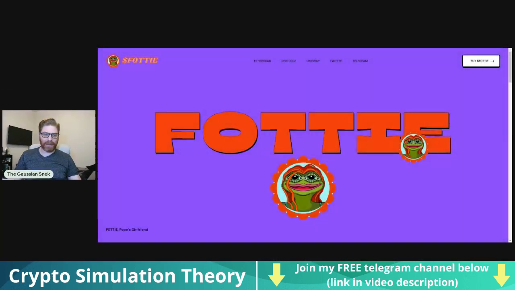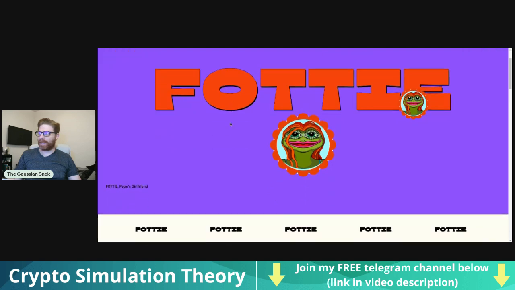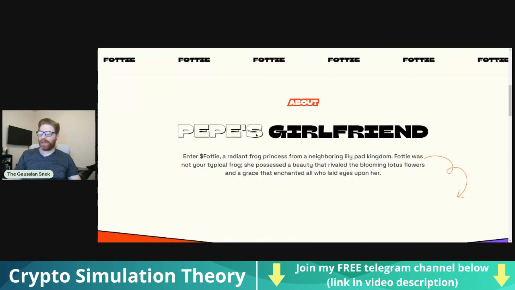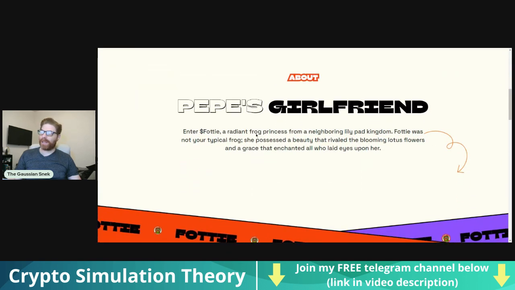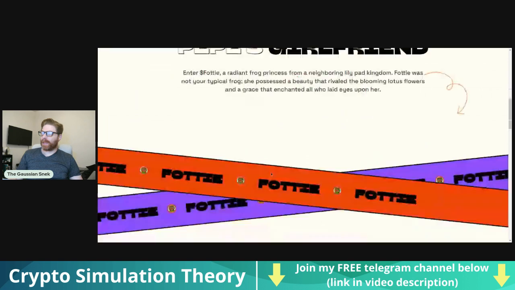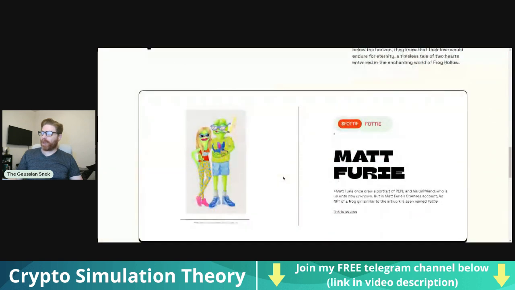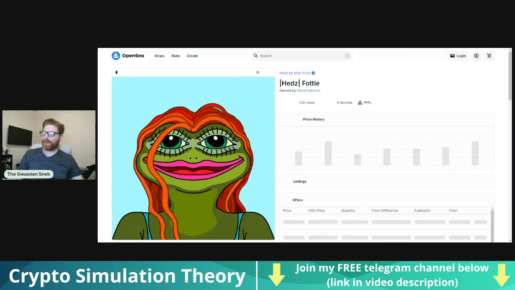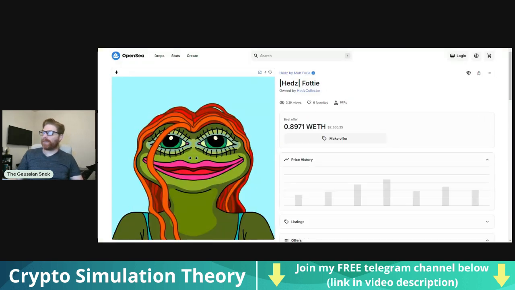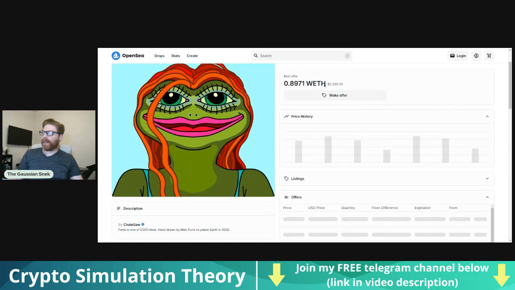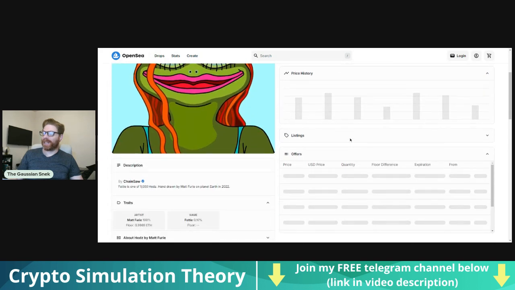Who is FOTTIE and what is all this hype about? So this is FOTTIE, FOTTIEcoin.com. Pepe's girlfriend. And before you go, "Oh, another Pepe derivative," this character was actually created by Matt Furie, and it comes from an OpenSea NFT that Matt Furie drew, and you can see it right here. It's called Heads Body, and it's going for about 1 Ethereum right now.